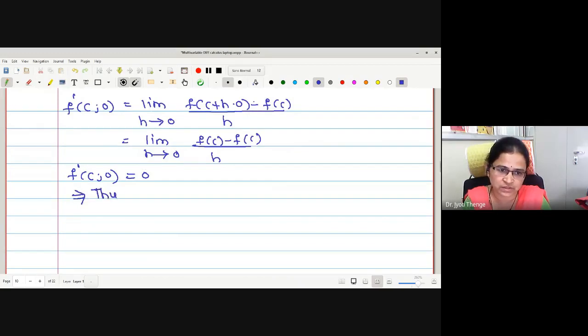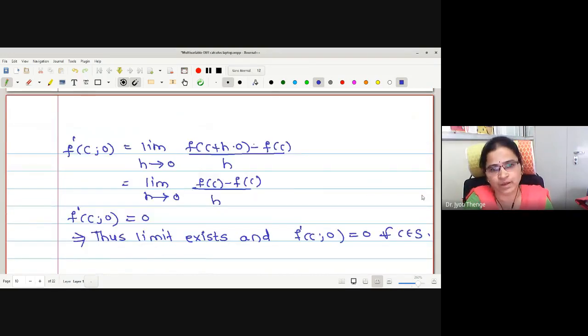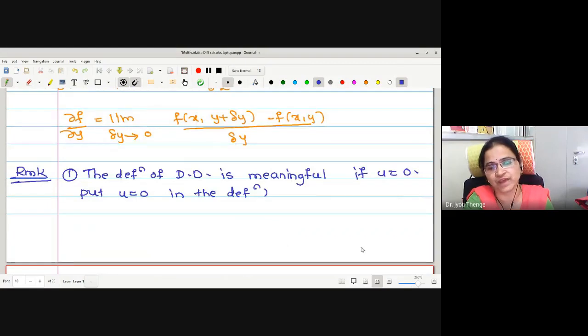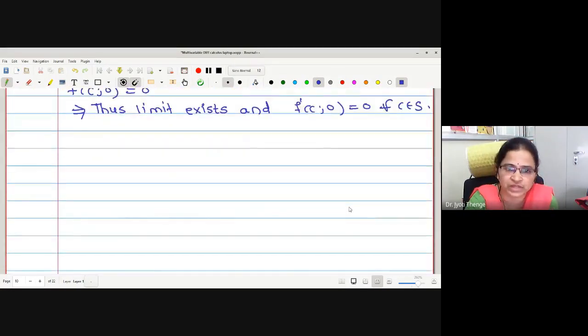As the limit exists, f dash of c comma 0 is equal to 0 for all c in the domain. So this is very important to note. Why are we taking u not equal to 0? Because for u equal to 0, the directional derivative is always 0.